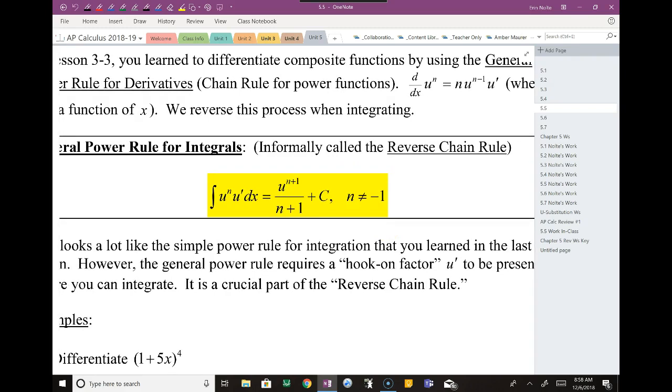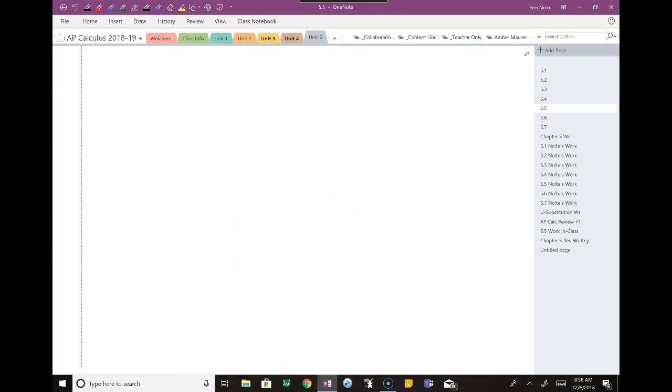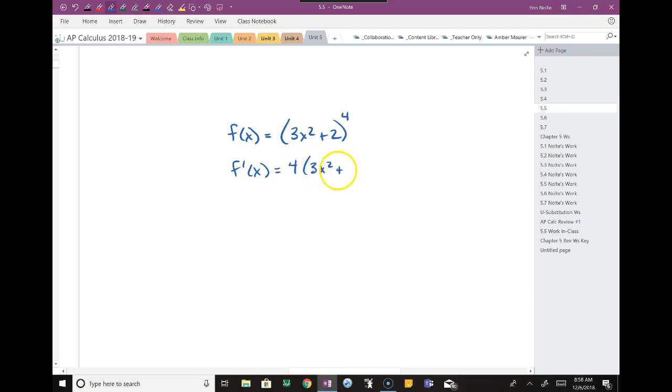When you're working with integrals, do you remember the chain rule? I'm just going to do this off to the side. Let's say my function was 3x squared plus 2, to the 4th. To derive it, I would take my exponent and put it out front, so I derive the outside. And then what do I have to do next? I have to multiply by the derivative of the inside.